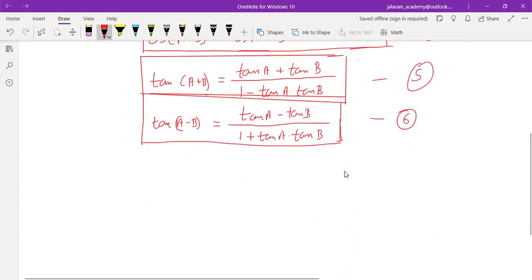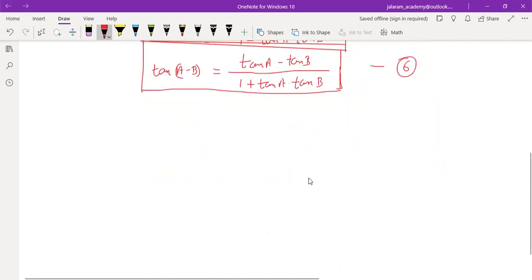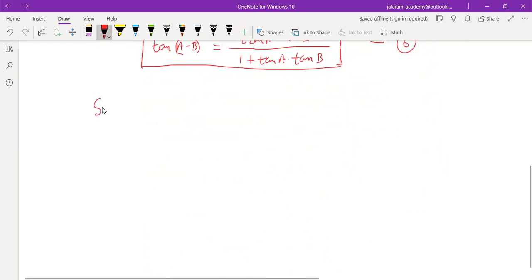So further we will discuss other formulas also. But first of all, we have to learn these 6 formulas and learn how to use them to solve the questions. Like, for example, if we want to find sine 75 degree, so think about this. This is not among the standard angles.